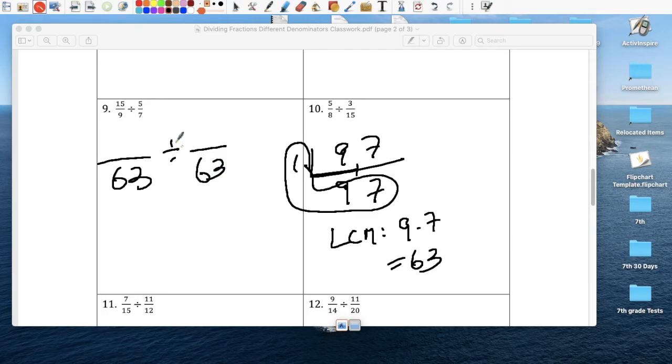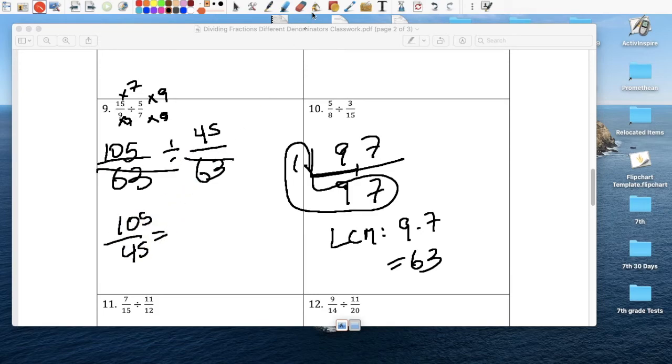How did the 7 become a 63? Times 9. So I multiply the top times 9, and 5 times 9 is 45. How did the 9 become a 63? Times 7. And I multiply the top times 7. 15 times 7 is 105. Cross cross, and we get 105 over 45.